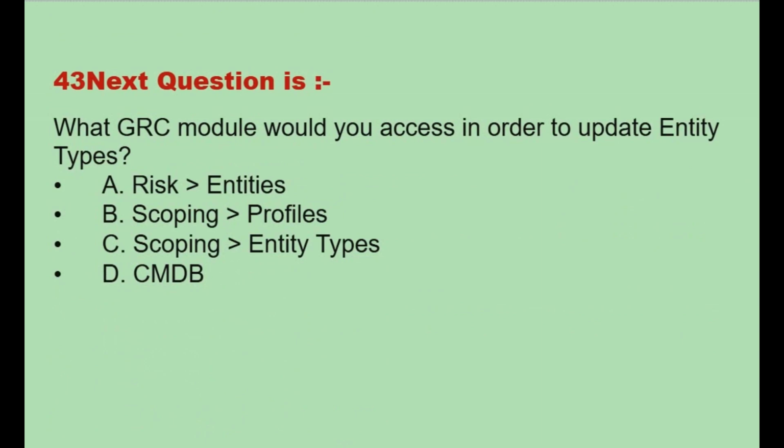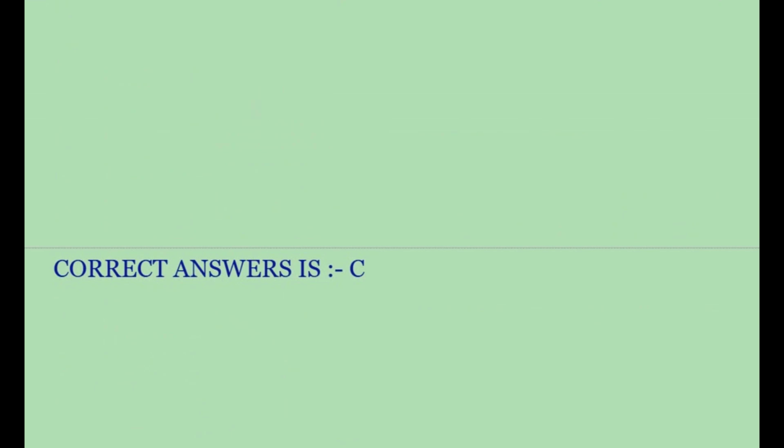Question is, what GRC module would you access in order to update entity types? Option A, risk then entities. Option B, scoping then profiles. Option C, scoping then entity types. Option D, CMDB. Correct answer is option C.